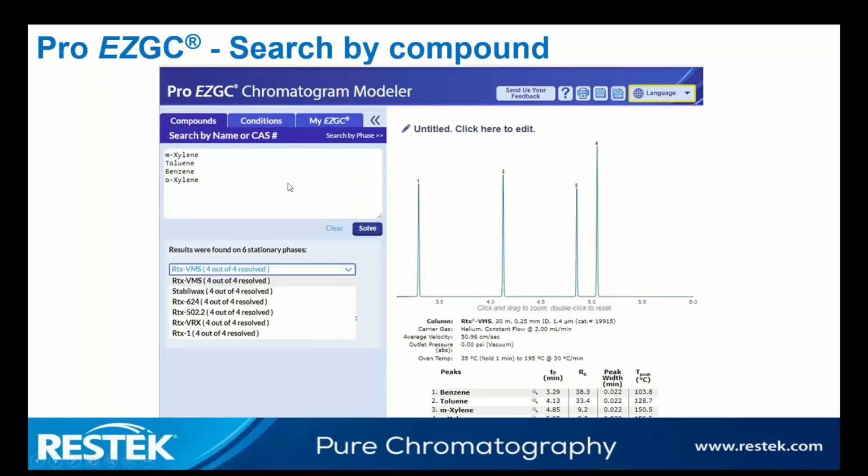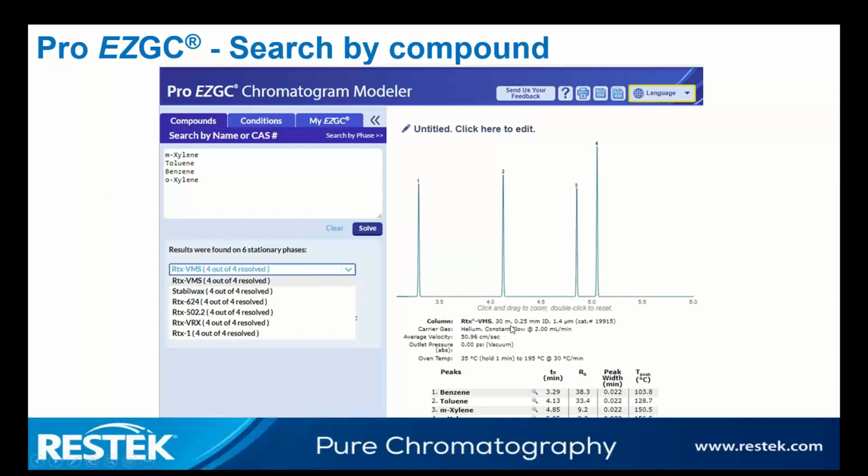So if we go right now by searching in the box, we just entered in our xylene, toluene, benzene, and o-xylene. And what you'll see down here is it will immediately tell you how many columns we have and what the resolution is. So 4 out of 4 resolved. We made this one easy, right? Make it look good. So all of the columns look like they're going to resolve it. And so we can pick any one of these. And if we click on any one of these, it will give us a solution on the right-hand side.